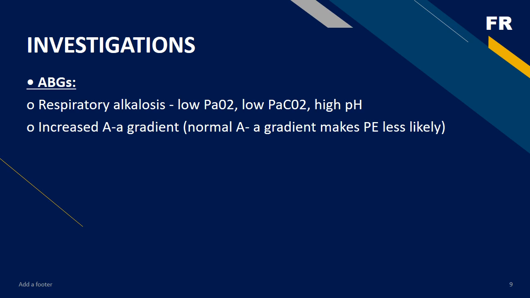Another important investigation that needs to be done is arterial blood gases. It will show respiratory alkalosis, which means that there will be low partial pressure of oxygen, low partial pressure of carbon dioxide with high pH. There is an increased A-a gradient. A normal A-a gradient makes pulmonary embolism less likely.